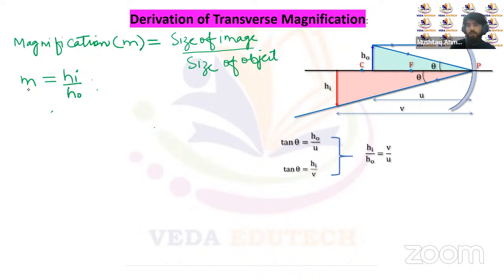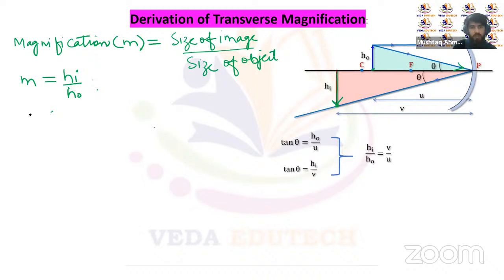Now you can see here, we have an object in this diagram of height h. The incident rays of light strike the pole of this mirror and get reflected back symmetrically. At some point, the reflected rays meet and the image is formed. Let's suppose the height of this image is hi.